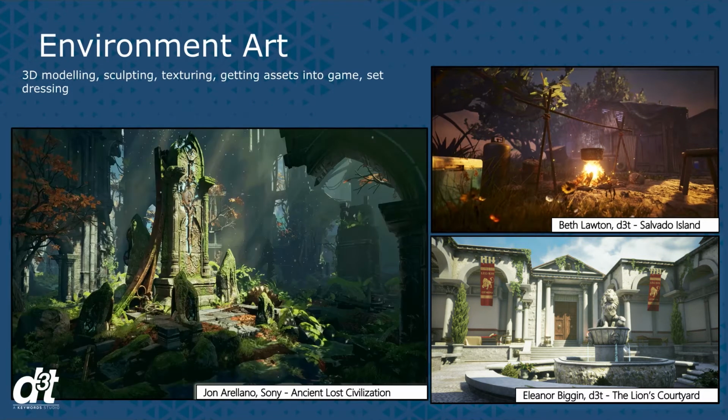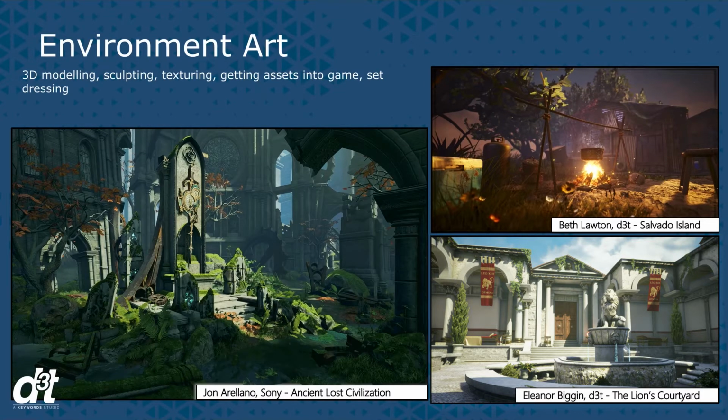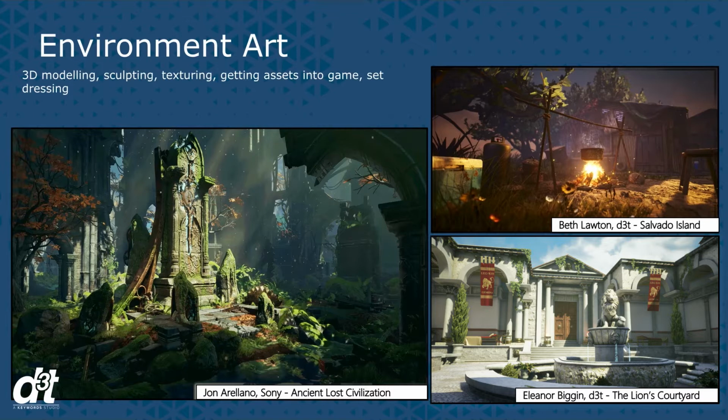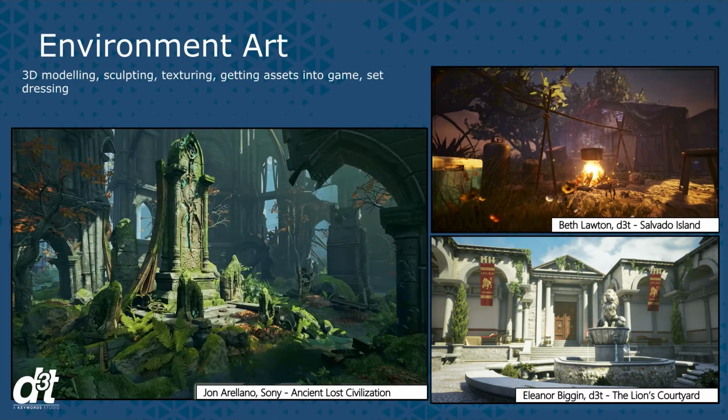The environment art ranges from creating building kits to props, as well as creating foliage and other key pieces. The role can also include set dressing, which is essentially bringing together the final scene using all of these models.